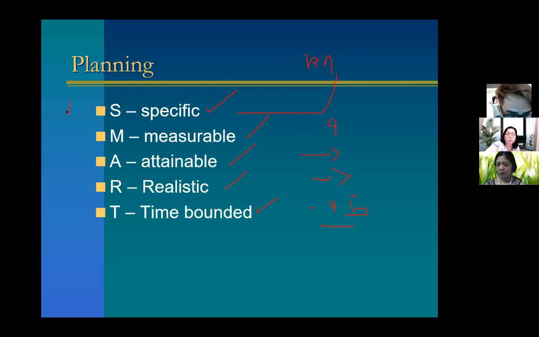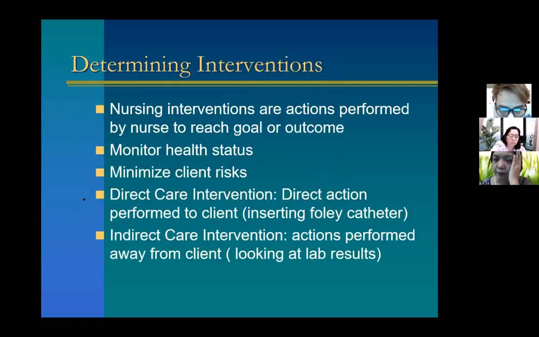Lower down temperature. Okay? From 38 to 37.5, 0.7. Yan. Is it attainable? Okay. Kapag sinabing yes, kapag yes, edi go. Is it realistic? Then kapag time-bound, ibig sabihin within 3 hours. Okay? Patient temperature will be lessened from 38 to 37.7 within 3 hours. Or after 3 hours, patient temperature will lessen or will decrease from 38 to 37.7. Okay? Yun. So yun yung planning.